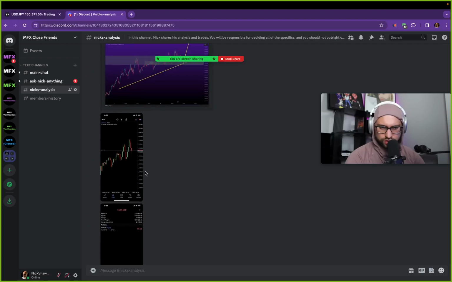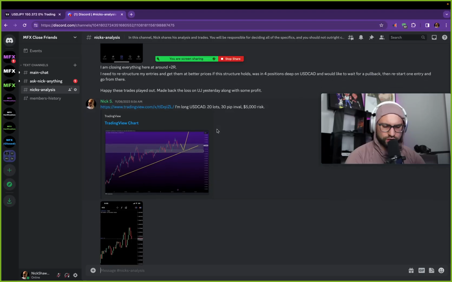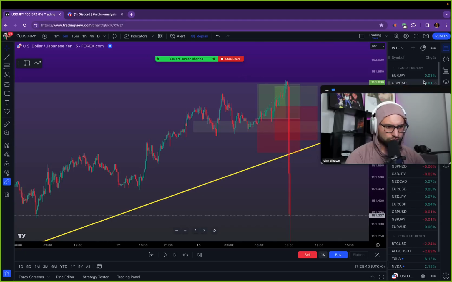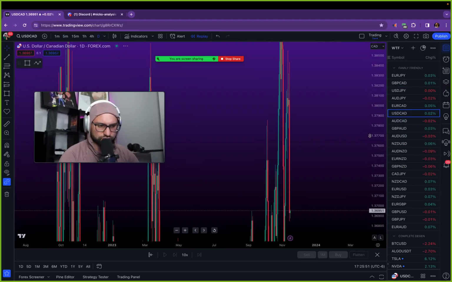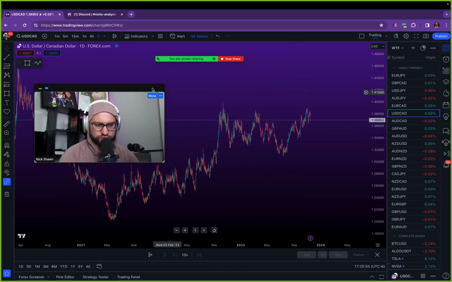So this was like a week ago. On November 8th, I put on long USD CAD, 20 lots, 30 pip invalidation, 5K risk. You'll see this is a 5 minute chart. If we go back to USD CAD, let's glance at what the daily's been doing. So kind of like a rangy uptrend, right?